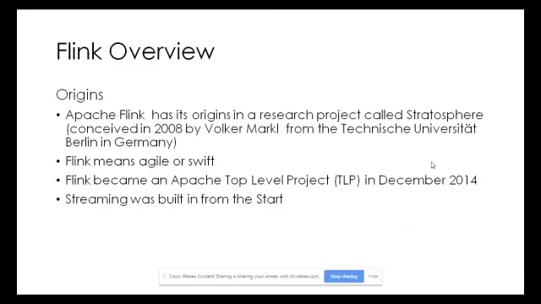Where did it start? Flink's been around for quite a while. People don't know this. It's been around since 2008. It started out as a research project in Berlin at the Technische Universität. I'm not going to pronounce this correctly, but the Stratosphere project at the Technische University in Berlin, Germany. The word Flink is actually German. It means agile or swift. That's hence their logo, a swift darting squirrel in your backyard, I suppose. And it became a top-level Apache project in December 2014.